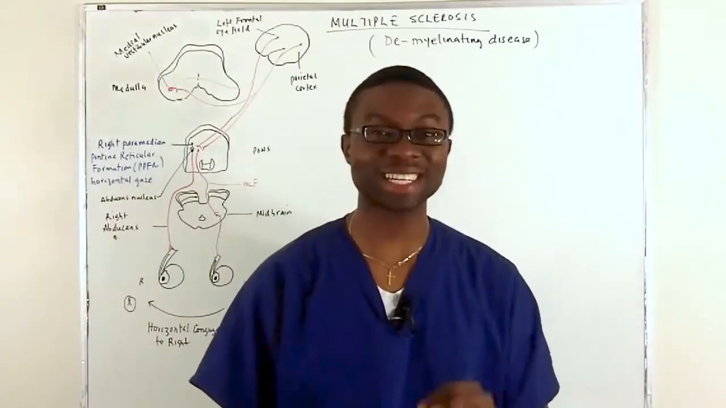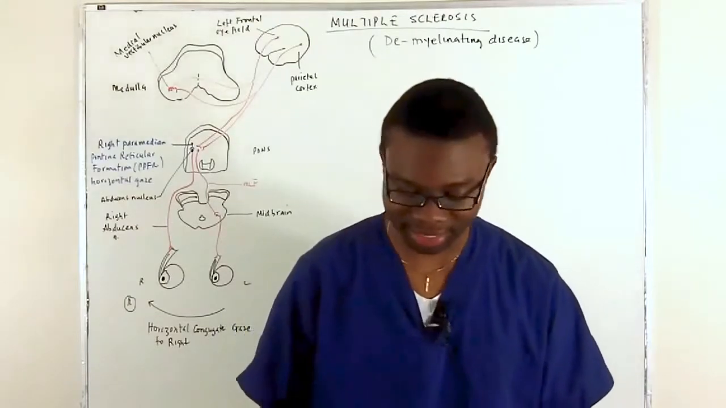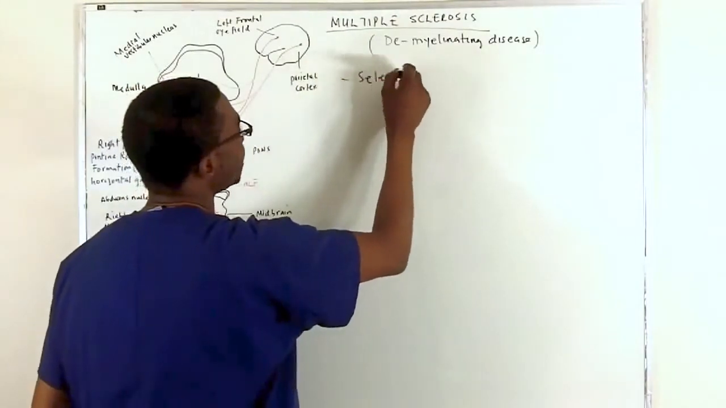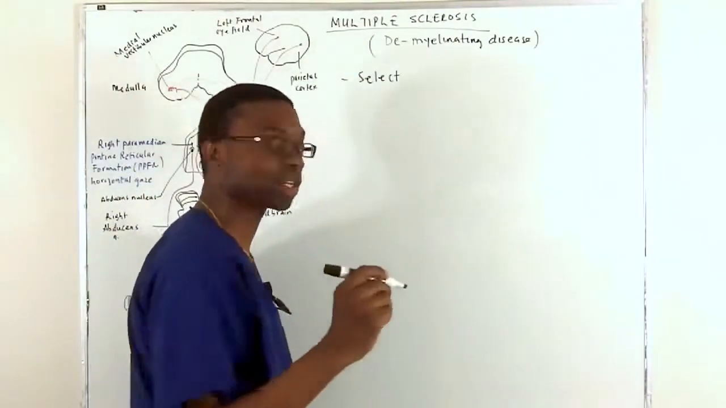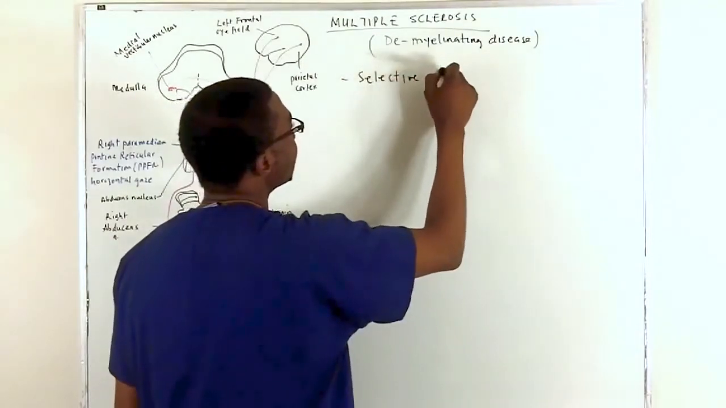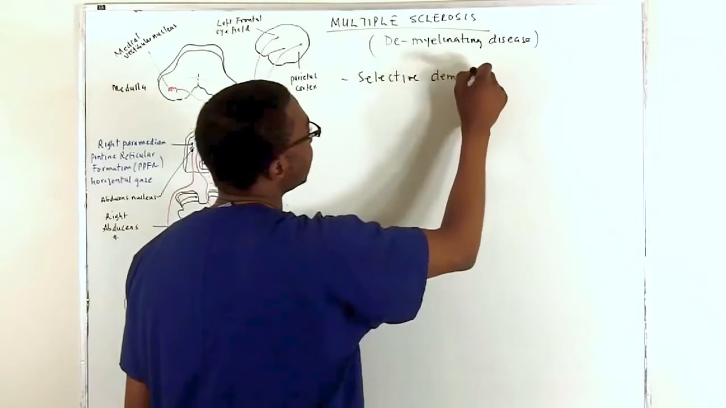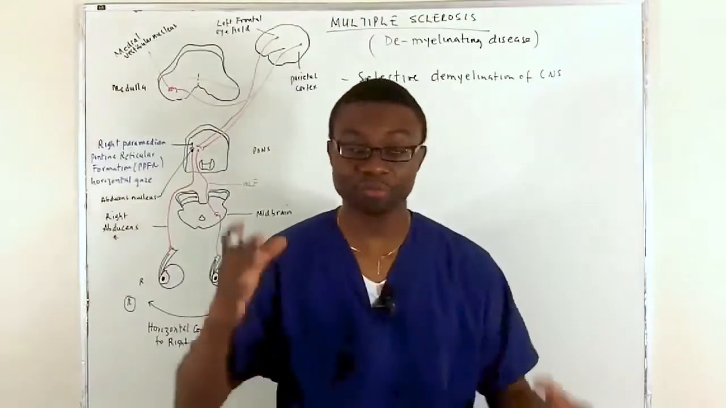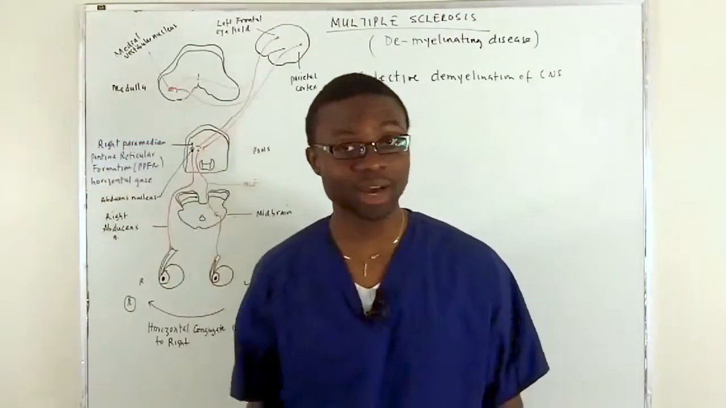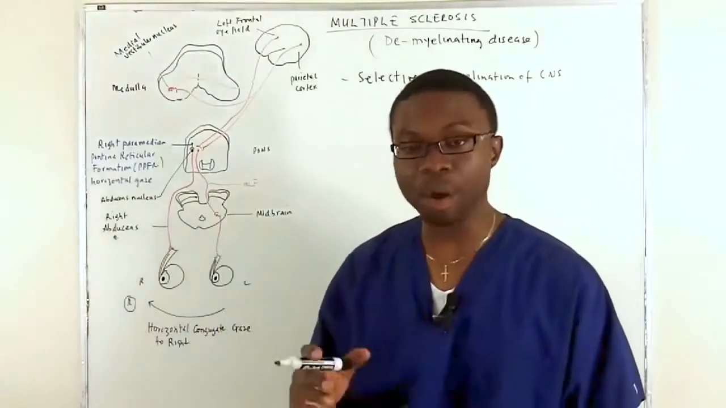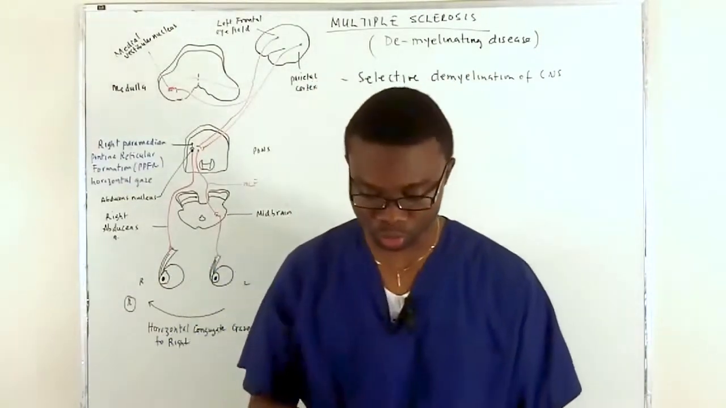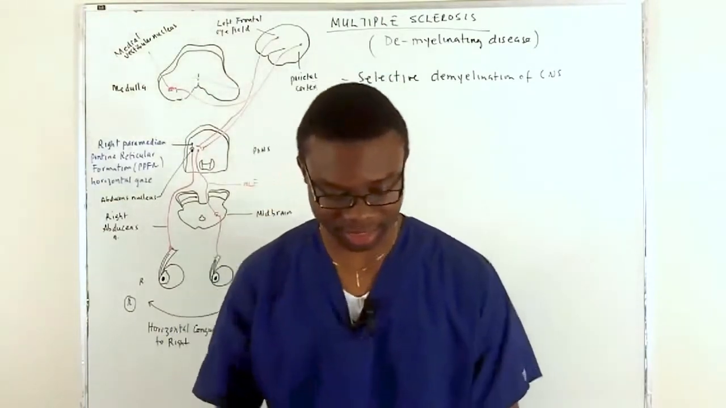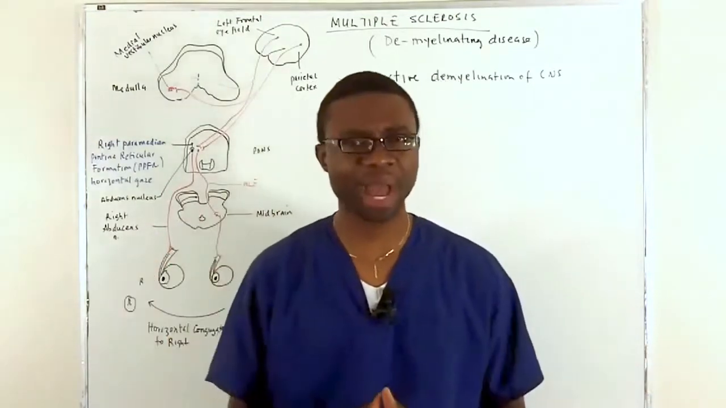Well, in this case, this is actually a selective demyelinating disease of the central nervous system. Selective means it picks specific parts of the central nervous system that are going to be affected. Selective demyelination of the CNS. Remember, the CNS is made out of the brain and the spinal cord. But in this case, there are multiple focal zones of demyelination, which are basically plaques inside the central nervous system that are spread around the white matter.